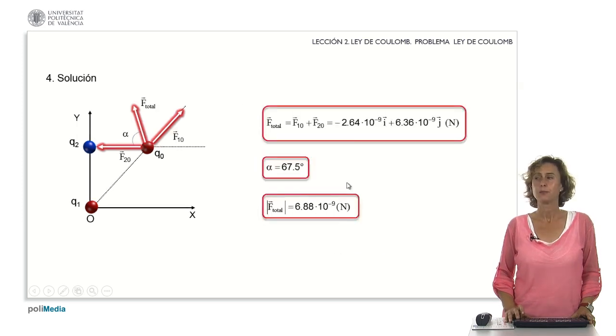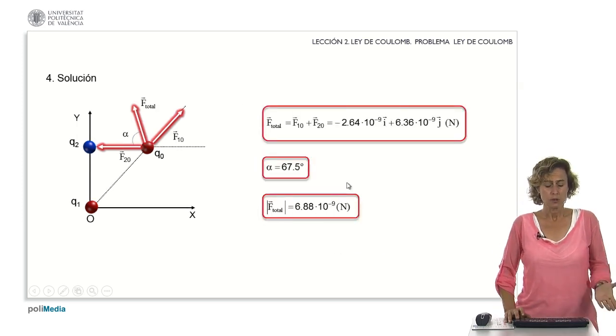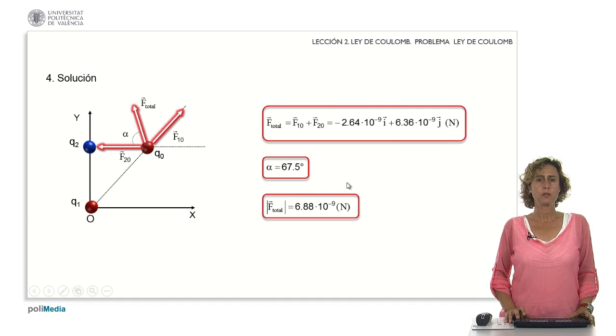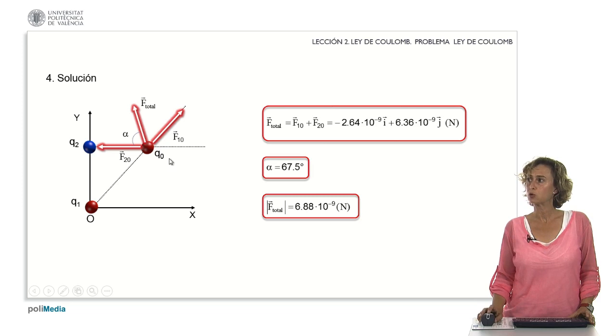In summary, what have we seen? We have seen the principle of superposition, and we have applied this principle to an example. We have determined the total force that appears on the charge Q sub 0 due to Q sub 1 and Q sub 2, that is, due to a discrete distribution of charges. We have determined the angle that this force forms with the x-axis, and we have also determined its modulus.